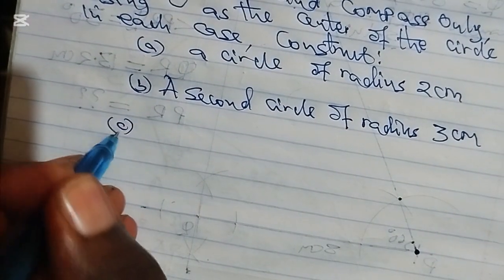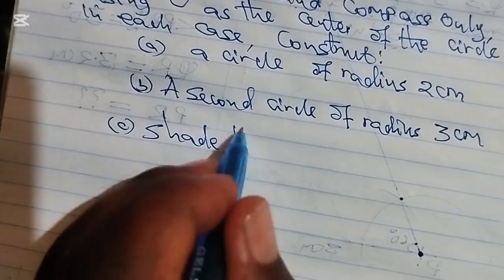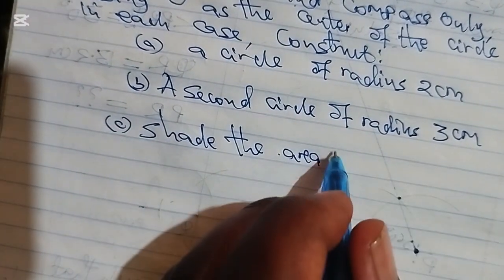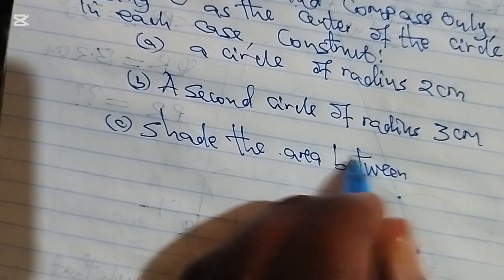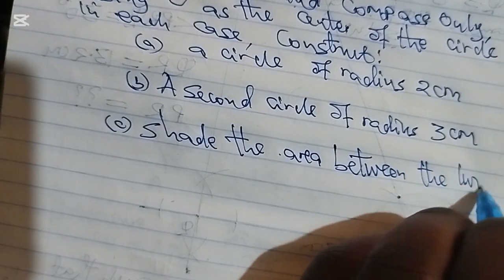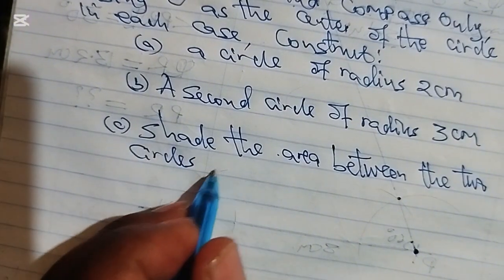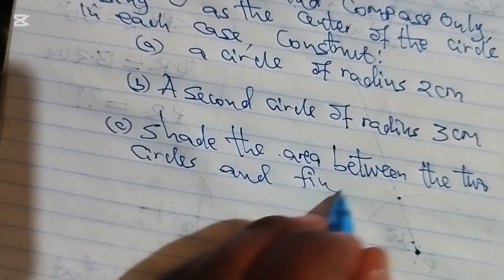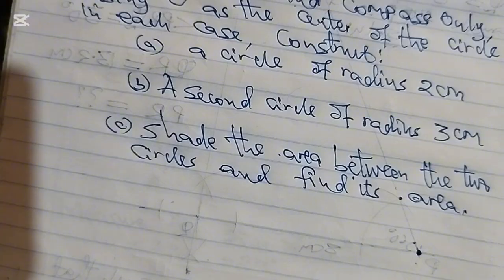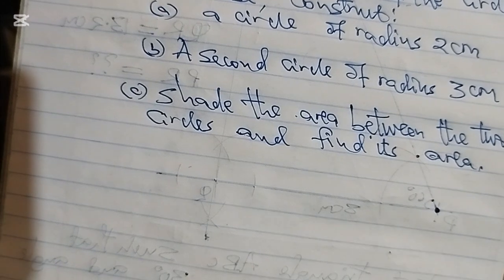Then part C, shade the area between the two circles, and find its area. There we are, ladies and gentlemen.